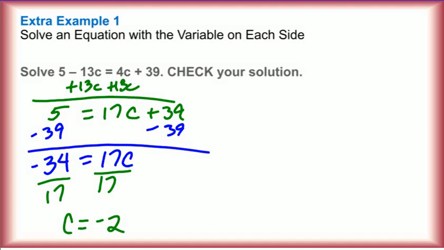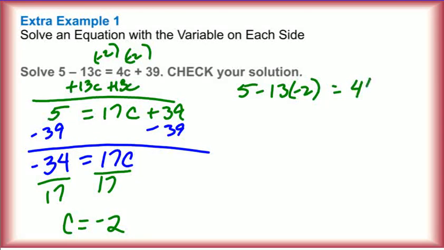To check my solution, I put negative 2 in for c. So now I have 5 minus 13 times negative 2. This has to equal 4 times negative 2 plus 39.